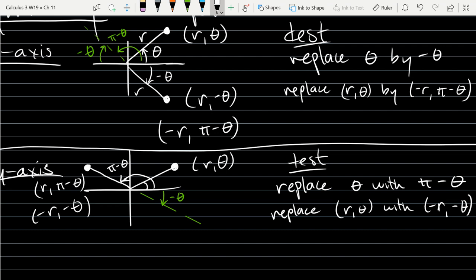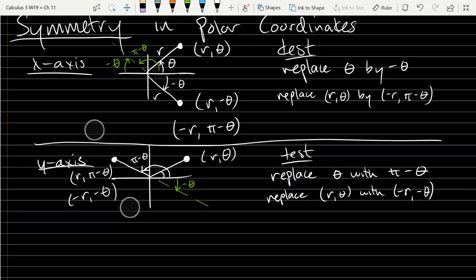So the second test, the negative r and negative theta one, so there are two tests for each of these symmetries. This first one here does not change r. They're similar. They're definitely similar. But they're not the same. They're different combinations of things.